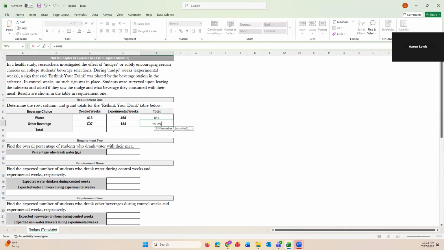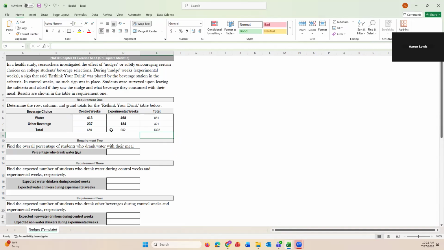Same thing over here for other beverages. It was 237 during control weeks and 184 during experimental weeks. Put those two together and you get 421. Down here for control weeks, we can find the sum of these two numbers, and that is 650. For experimental weeks, the total amount of beverages consumed is 468 plus 184, which is 652. For the bottom right-hand corner, I could find either the sum of the columns or the sum of the rows. They're both going to lead to the same number. All in all, across this time period, 1,302 beverages were consumed.